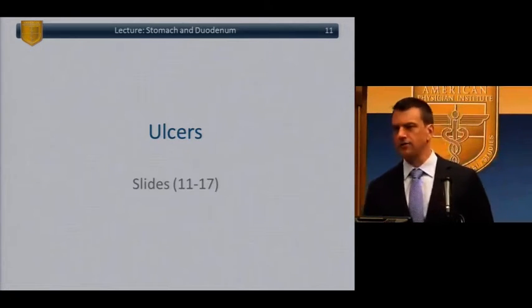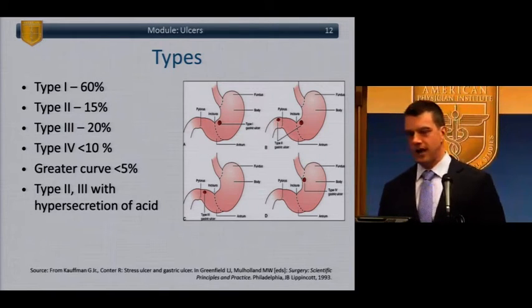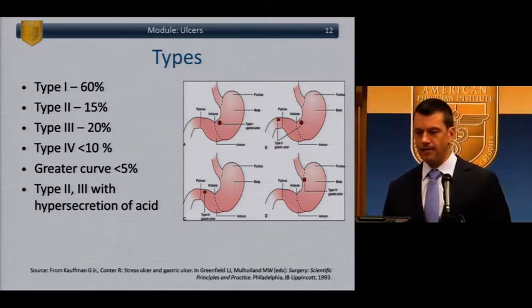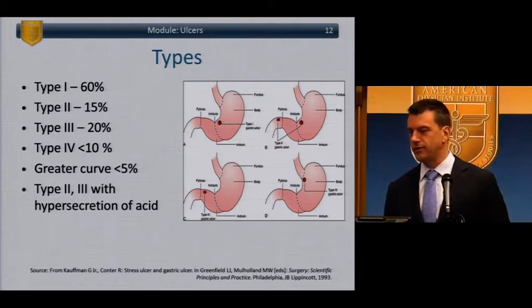So first, ulcers in general. There's several types of gastric ulcers. The first is type 1. This is the most common. This is up on the body of the stomach, as you can see here in the diagram. It is not antral and is proximal to the incisura.